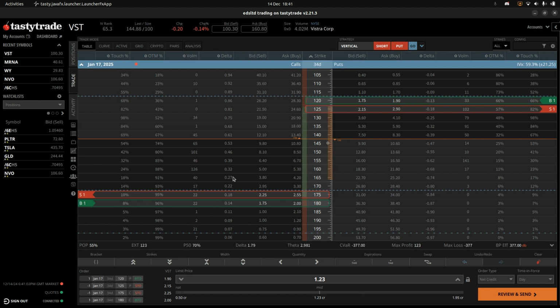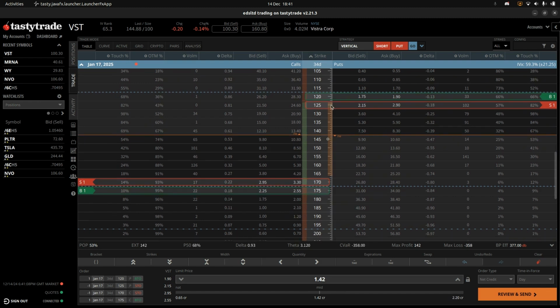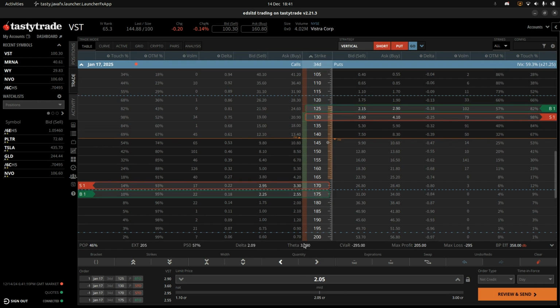Now, we're not done there because you can still manipulate these positions further. If you want to be more aggressive and collect more premium on entry, you can do so. You can reduce your max loss. Essentially, you're manipulating your risk-reward ratio here. You're collecting more premium up front, and in return, you can play with your probabilities of success.